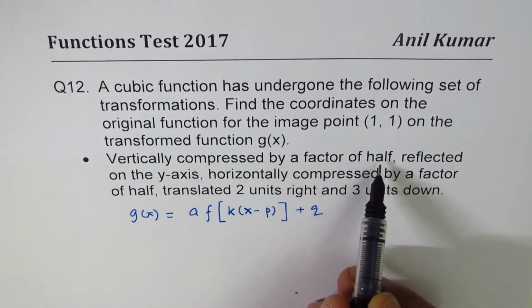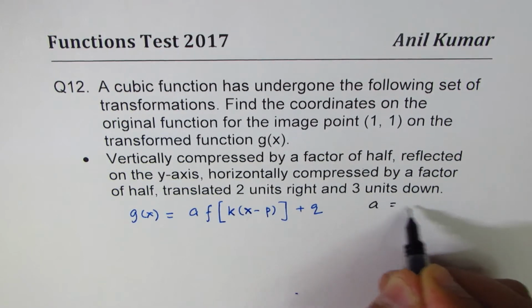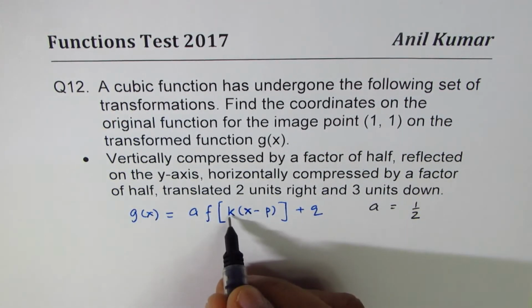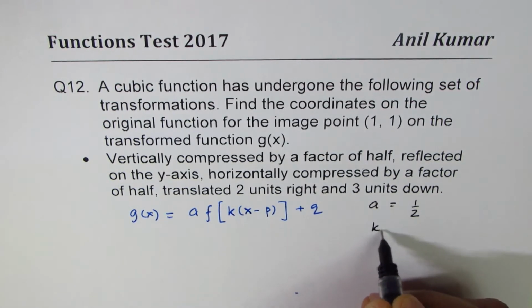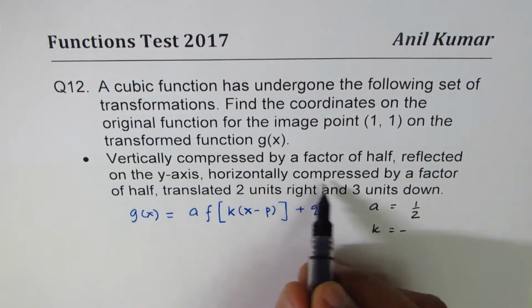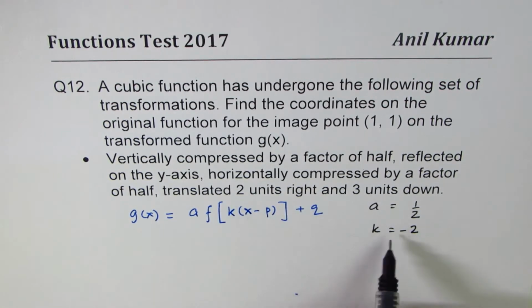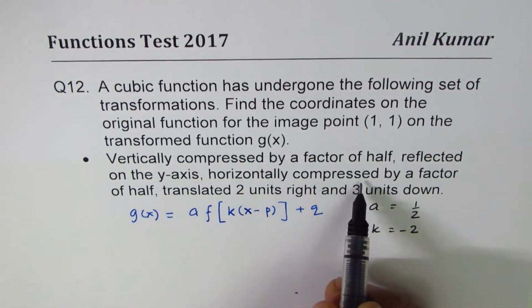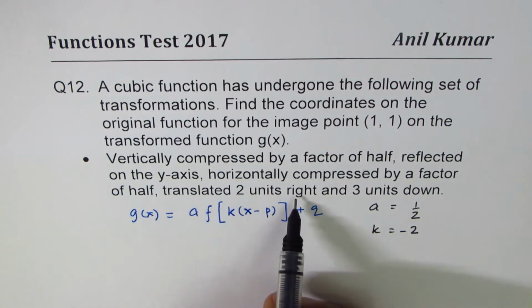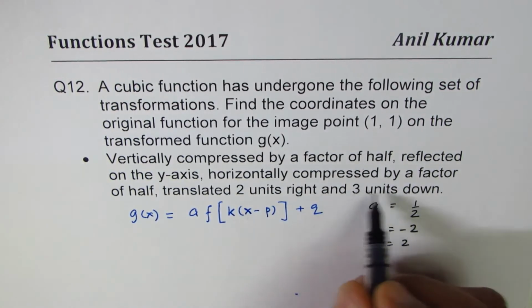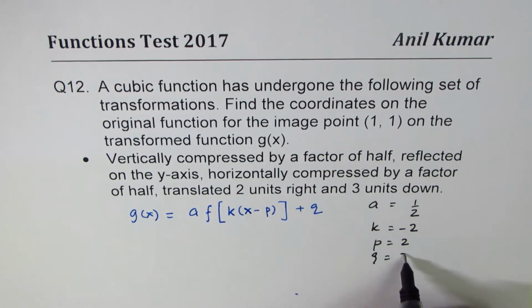Vertically compressed by a factor of half, that means a equals half. Reflected on the y-axis, y means horizontally, so k is negative. Horizontally compressed by a factor of half, that means it is 2, right? It is 1 over the compression factor. Translated 2 units right, that means p is 2. 3 units down, that means q is minus 3, right?